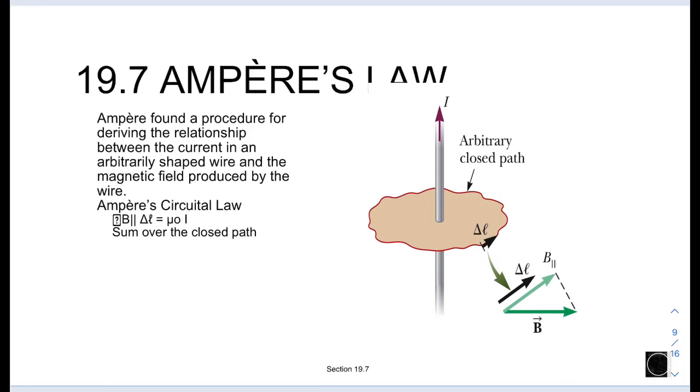Next one will be Ampere's law. This is Ampere's law talking about how to produce the formula just now. What formula? B equals mu naught I over 2 pi r. How to actually derive that formula? Ampere found a procedure for deriving the relationship between the current in an arbitrarily shaped wire and the magnetic field produced by the wire. Ampere's circuital law says that the summation of B parallel times a small chunk of length is equal to mu naught I, for a closed path.